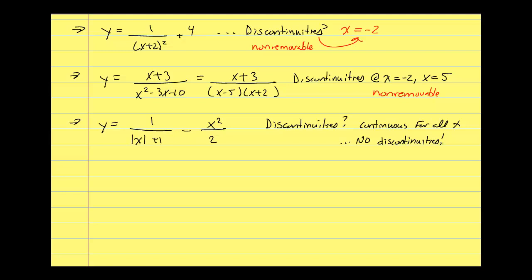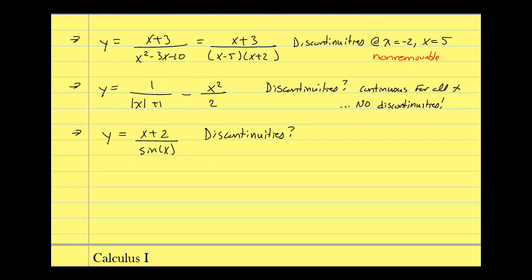Okay, let's go ahead and look at our next one. I love working with trig functions, so let's introduce another trig function. y equals x plus 2 divided through by sine x. And again, discontinuities occur when the denominator of our fraction is equal to 0, or where it's undefined. So we're trying to figure out where the sine of x is going to be equal to 0.